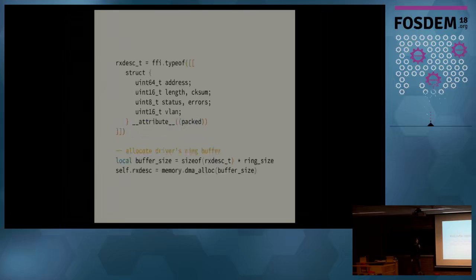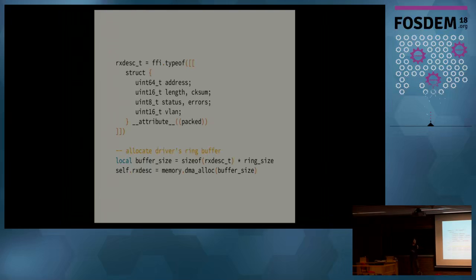So in the actual driver, we represent one of these entries using this data type declaration. And this is using the LuaJIT FFI, which lets you basically use C data structures as Lua objects that you can manipulate easily. And then to allocate the descriptor ring, you can use these two lines. The first line is just computing the size based on the calculated size from the FFI. And then the second line uses some support libraries that Snabb provides to allocate some DMA-friendly memory that we can use for the descriptor ring.